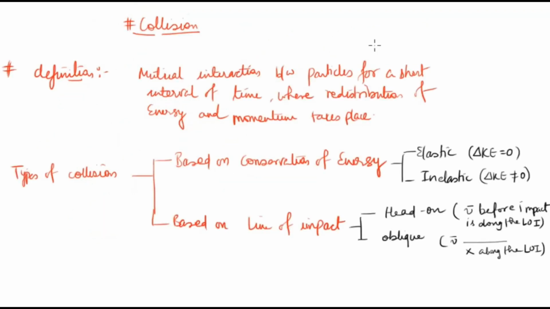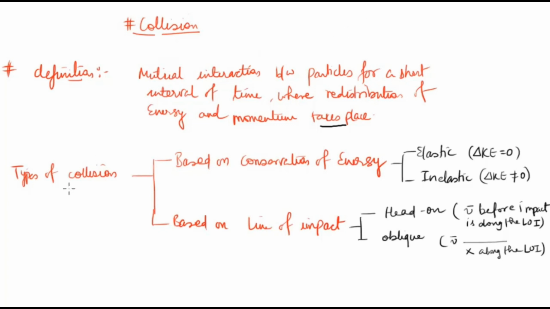Now let's talk about collision. The definition of collision is a mutual interaction between particles for a short interval of time where redistribution of energy and momentum takes place. Whenever I talk about collision, say for a two-particle system, the particles may be in contact or maybe not in contact, but during that interval their energies and corresponding momentums are changed.